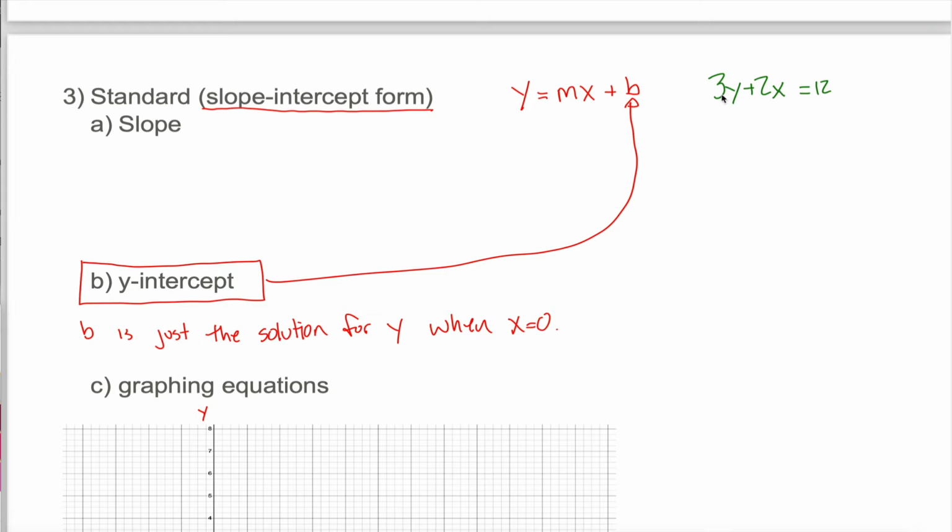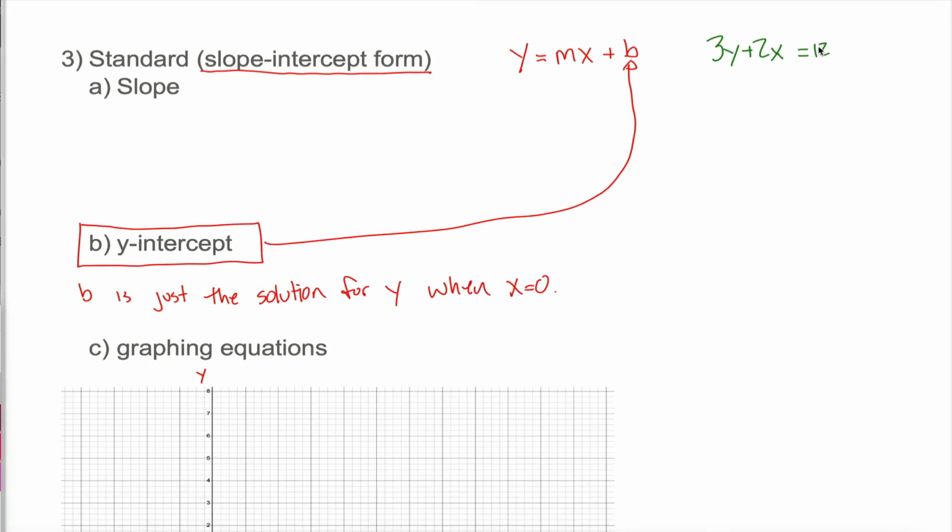So suppose I had the equation 3y plus 2x equals 12. Sure. This is definitely a linear equation because each of my terms are either constants or some number or coefficient times a variable, either x or y. But it's not in slope-intercept form. To get it into slope-intercept form, I need to solve for y. So maybe I'd subtract 2x from both sides of the equation, giving me 3y equals negative 2x plus 12. Then divide both sides of the equation by 3, and I get y equals negative 2/3 x plus 4.